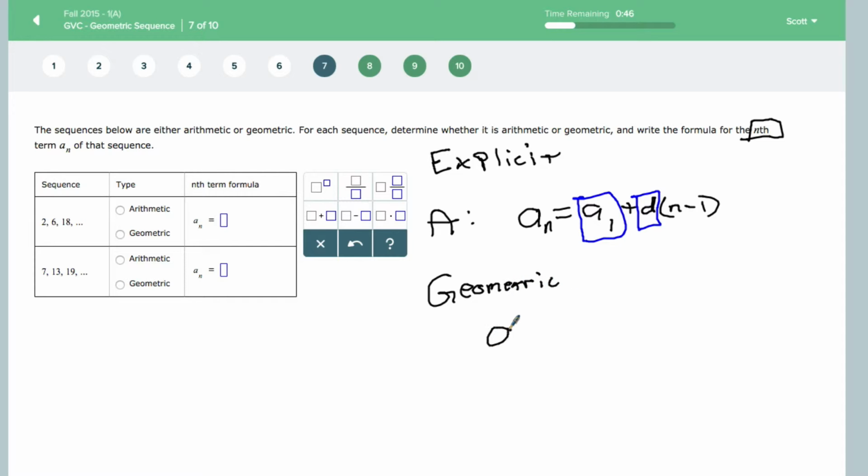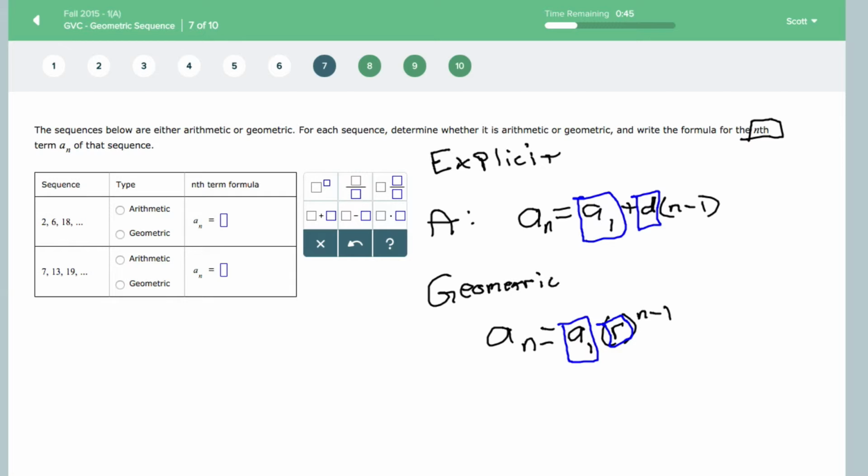is a sub n equals a sub 1 times r to the n minus 1. And this n minus 1 can be either in the parentheses or out of the parentheses. It doesn't matter. And again, all I'm changing is the a sub 1 and the r. That's it. That's all I need to look at.